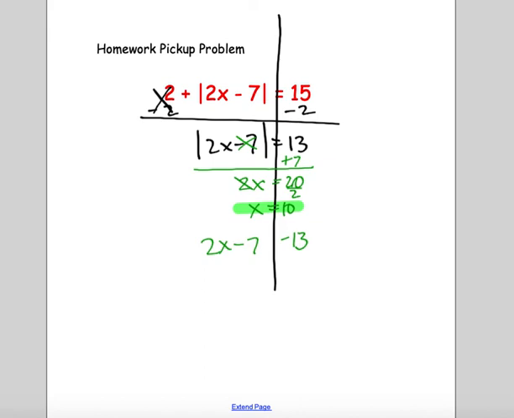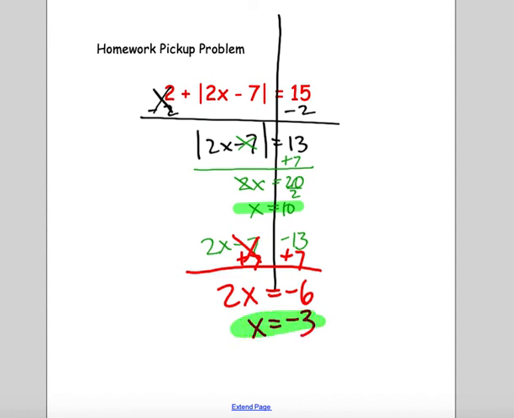And let's do this one. Add 7. 2x equals -6. X equals -3. There's my second answer. Remember, you have to have both answers in order to get these correct this time. That is your notes for today.